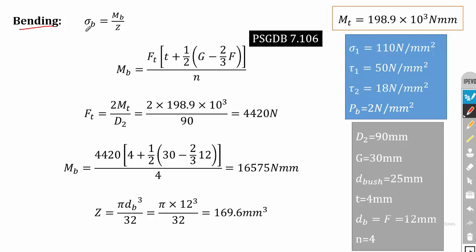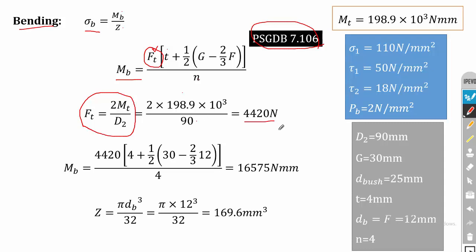As we know, sigma b is equal to Mb by Z, and the equation for Mb from page number 7.106 is Mb equal to Ft times (t plus half g minus 2 by 3 f) divided by n. And here Ft is equal to 2 Mt divided by d2. This equation is also in the data book. So kindly refer to the equations from the data book so that you don't need to memorize them. So substitute the values of Mt and d2 and calculate the force.